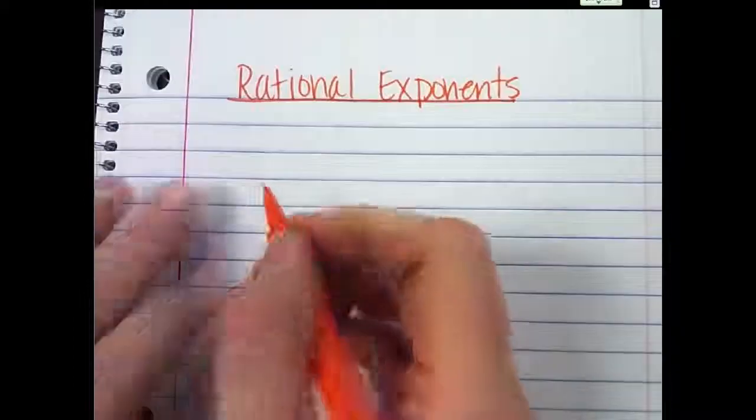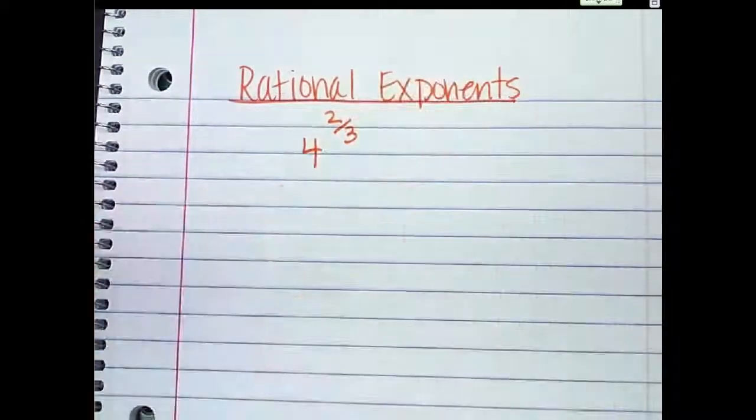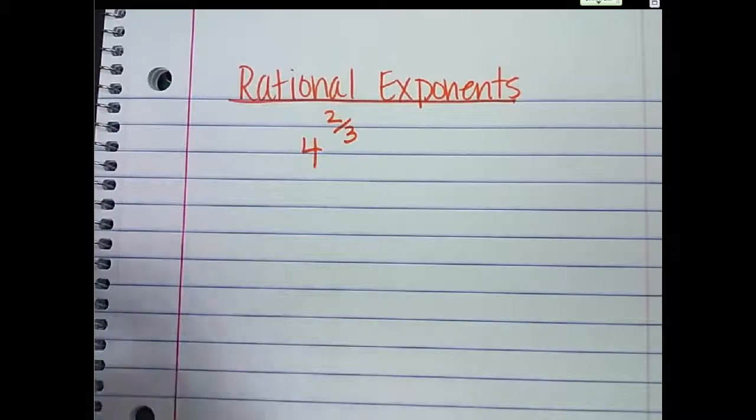Okay, rational exponents. This is not horrible, but there's so many different types. We can do numbers and letters and negatives, so there's a lot of examples. So just stick with me. It's not bad though, I promise.